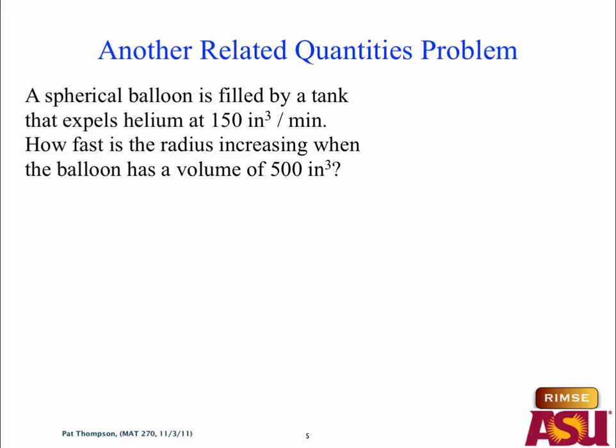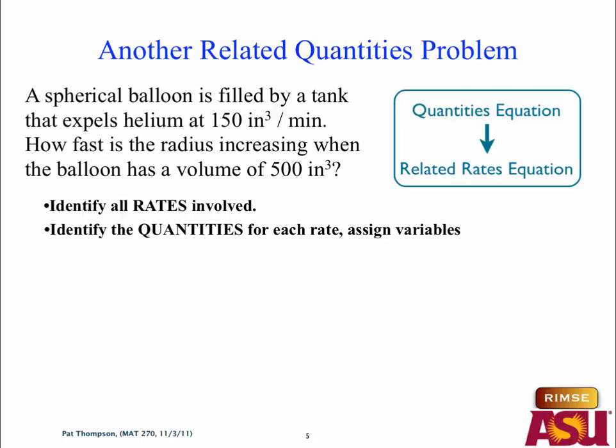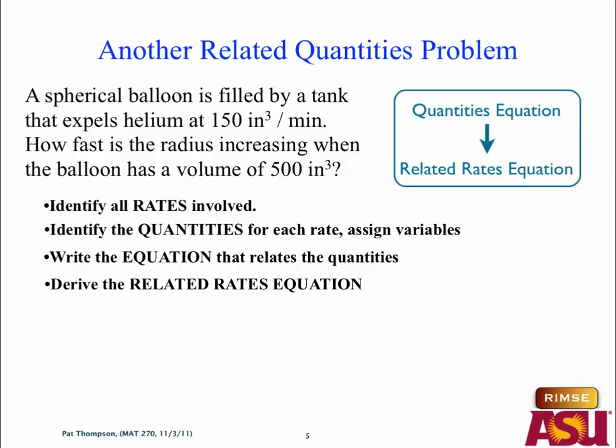So what's your thought process about the solution? It should be this. We're after a related rates equation that is going to come from a quantities equation. So, here's the approach. Identify all the rates involved. Identify the corresponding quantities. Write the equation that relates those quantities, from which you can get the related rates equation. Solve for the unknown rate.